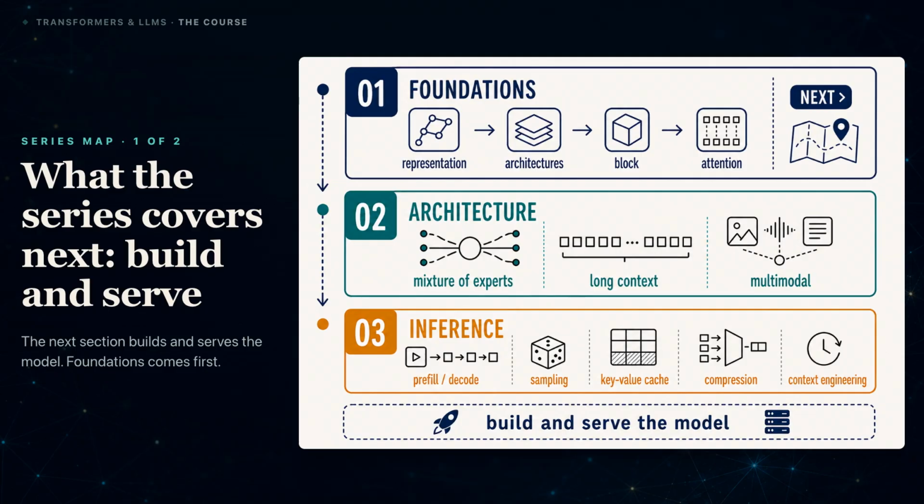The course follows the stack in 2 broad sections, beginning with how a modern model represents inputs, computes, and generates. Foundation starts with tokens, embeddings, and position, then compares encoder-only, encoder-decoder, and decoder-only models as different ways to use a transformer. We open one transformer block and study attention before asking how mixture of experts, long context, and multimodal inputs change the design.